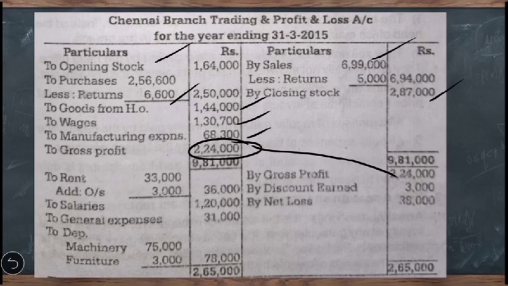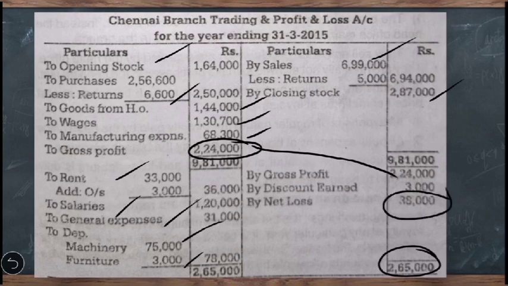After that, we have to show here on the debit side all the indirect expenses: rent plus outstanding, salaries, general expenses, depreciation on machinery and furniture. So we get the total of the debit side as more. And when we deduct the discount earned and the gross profit, we get the balancing figure of 38,000, which is the net loss to be transferred to the general profit and loss account.